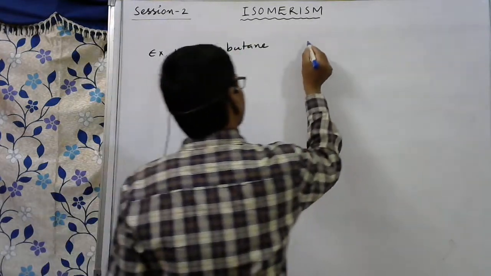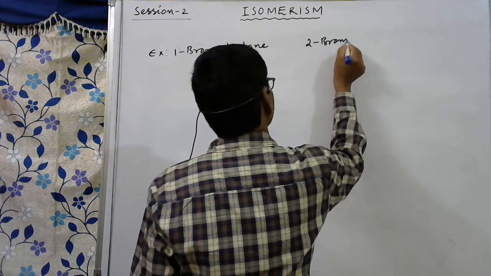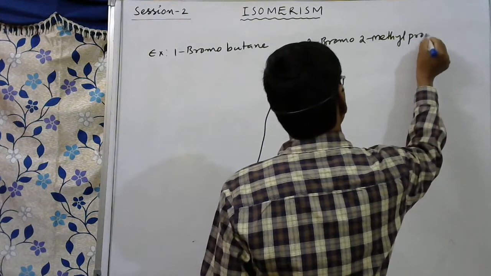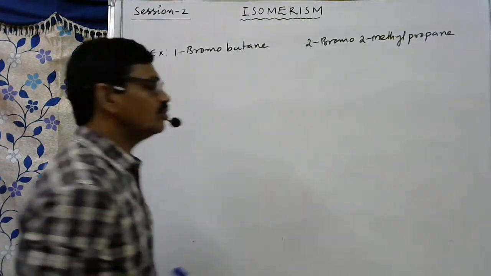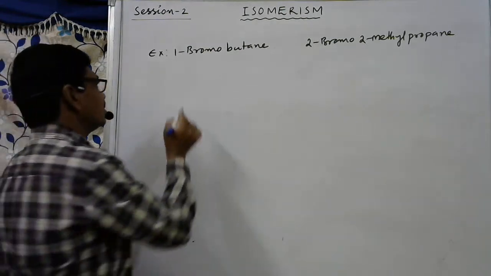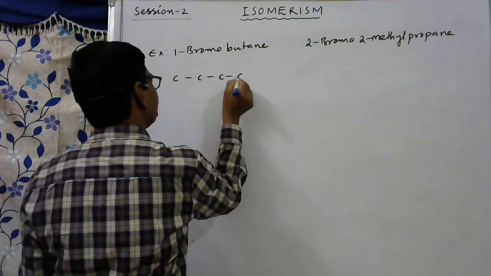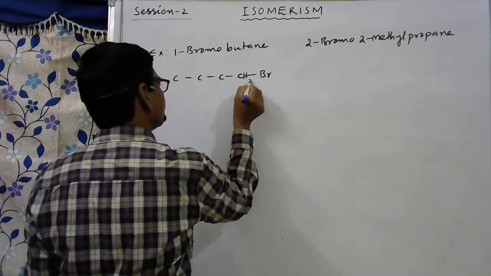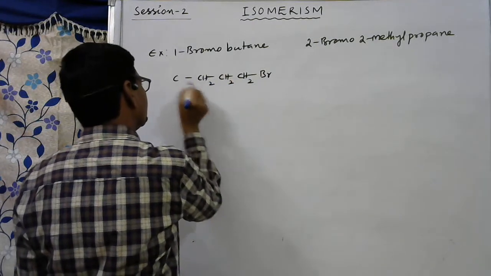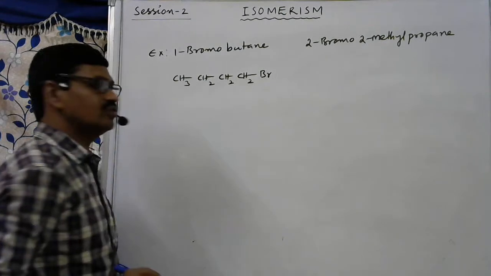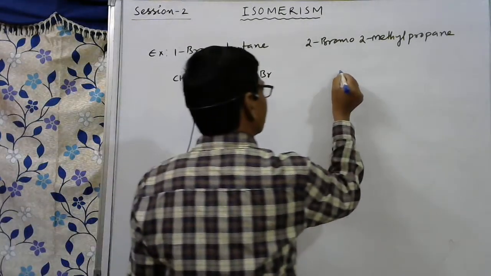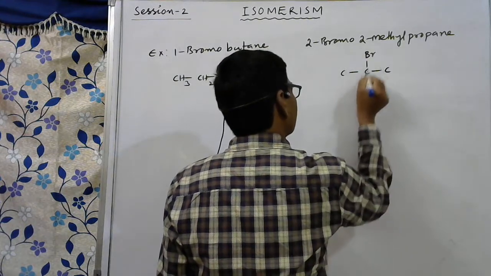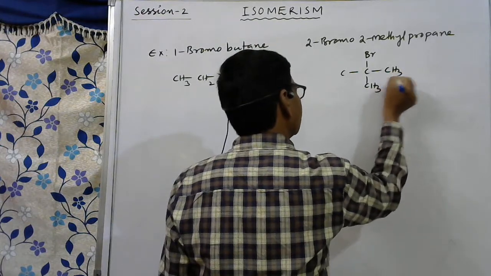Here I'm writing 2-bromo, 2-methyl propane. See here, 1, 2, 3, 4. 1-bromo means here I'm writing bromine. Here butane, here CH2, here also CH2, CH2, here CH3. This is 1-bromobutane. Here propane is asked. Here 1, 2, 3. 2-bromo, then 2-methyl. Here CH3, here also CH3.